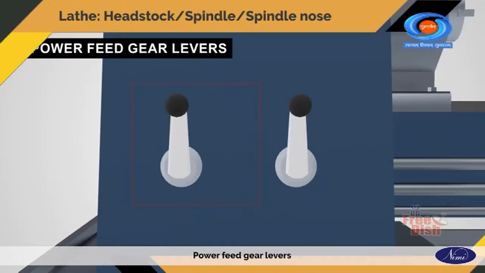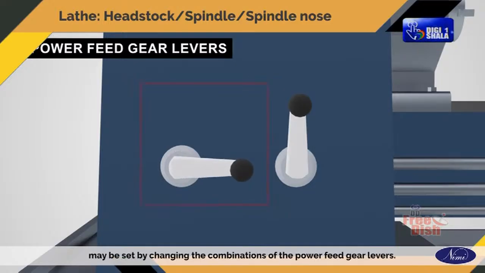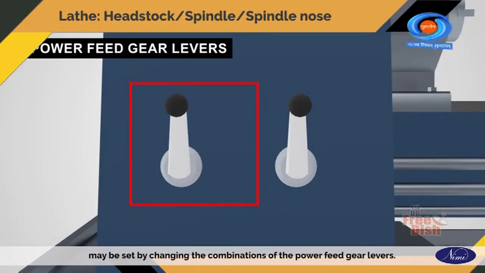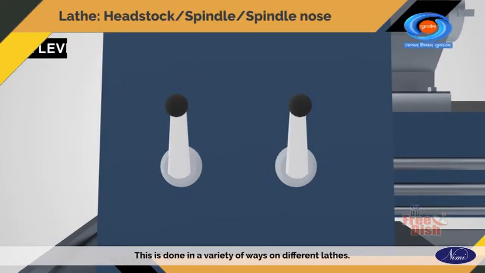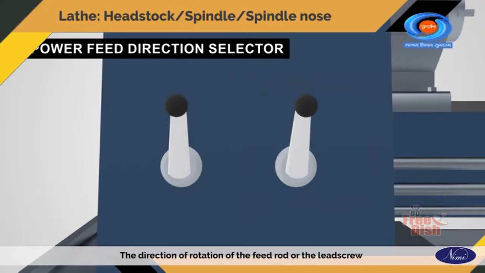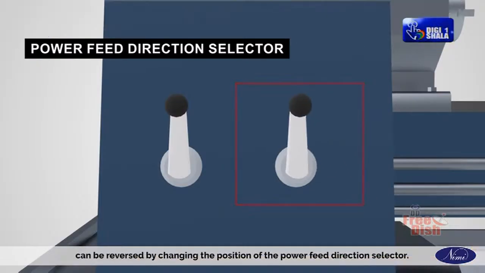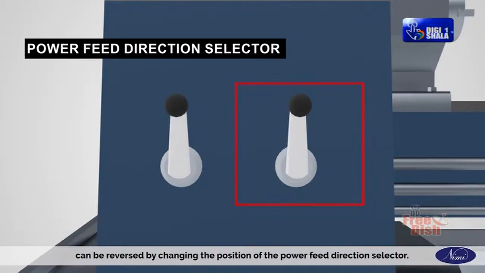Power feed gear levers. The gear ratio for the lead screw and feed rod may be set by changing the combinations of the power feed gear levers. This is done in a variety of ways on different lathes. Power feed direction selector. The direction of rotation of the feed rod or the lead screw can be reversed by changing the position of the power feed direction selector.